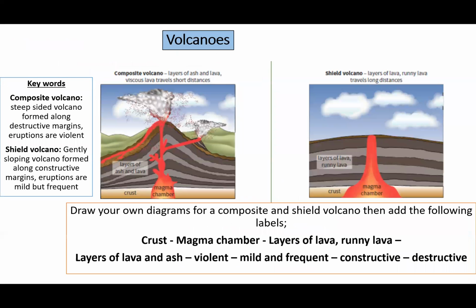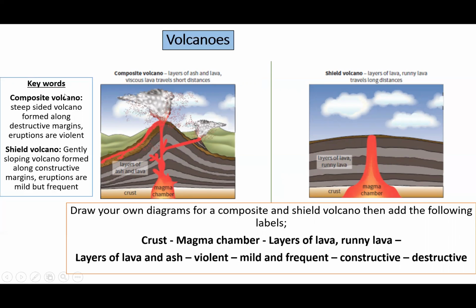What I want you to do is you're going to draw a diagram for each. So you can use these diagrams here, or you can use these diagrams here. It's up to you. But then I want you to add these labels. So where is the crust? Where's the magma chamber? Which has layers of lava, runny lava? Which one has layers of lava and ash? Which is violent? Which is mild and frequent? Which forms on a constructive margin? And which occurs on a destructive margin? So use the definitions over here to help you.